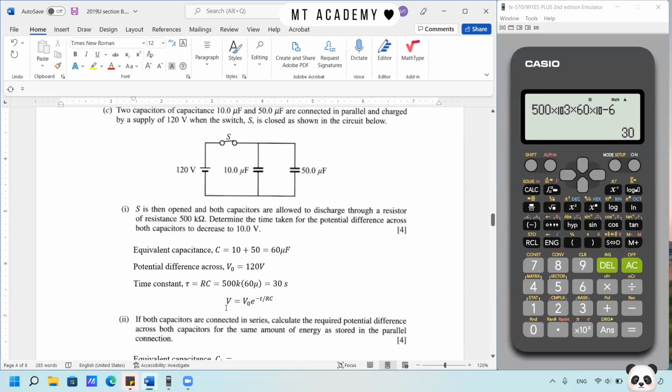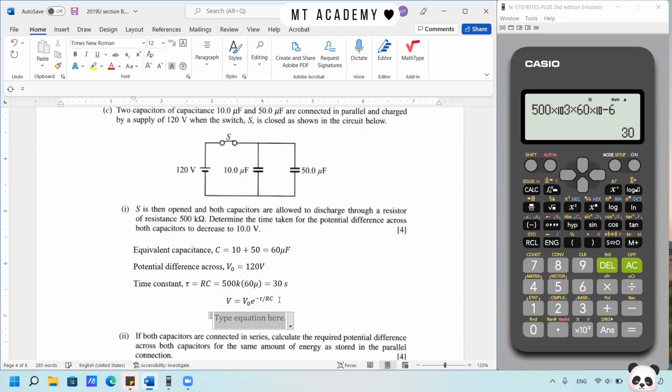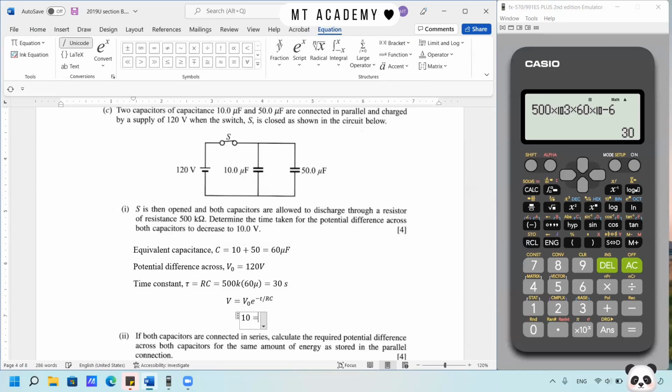We have the voltage required, 10 volt. V0 is 120 volt, and also the time constant, 30 seconds. So now we can determine the time taken. Okay, so we want to have 10 volt from the 120 volt, so multiply e to the power of negative t over RC, 30 seconds.